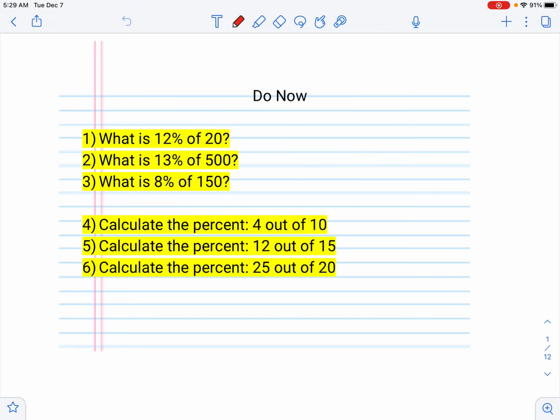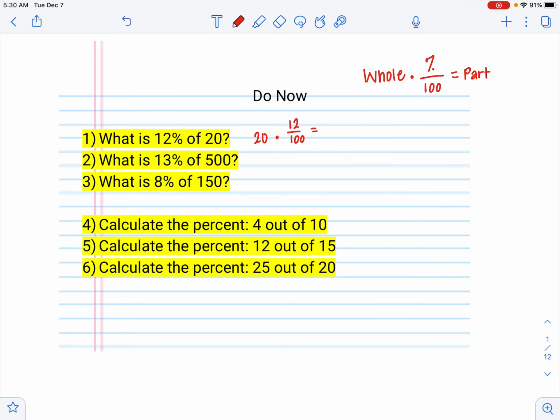Yesterday, we learned a strategy for calculating percents. Our strategy is as follows. When you have a whole number, you can multiply the whole number times the percentage over 100 to calculate the part. That means that in a question like question 1, where I know that my whole number is 20 and I know that my percentage is 12, I can simply multiply 20 times 12 divided by 100.